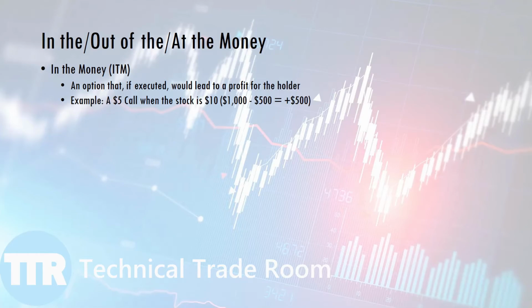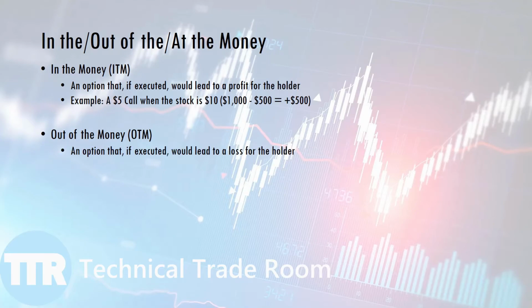Second, let's talk about out-of-the-money or OTM contracts. Out-of-the-money options are contracts that, if executed, would lead to a loss for the contract holder. So for example, a $5 put when the stock is currently selling for $10. If executed, that contract holder would be selling $1,000 worth of stock for only $500, netting them a $500 loss.